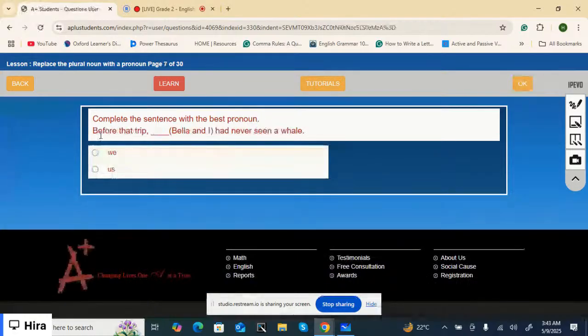Okay, the next one is: Before the trip, Bella and I had never seen a whale. Have you ever seen a whale? I haven't. So the option here is we or us. Before that trip, Bella and I. Now you have to replace this plural noun with a plural pronoun, we or us. Think about it.